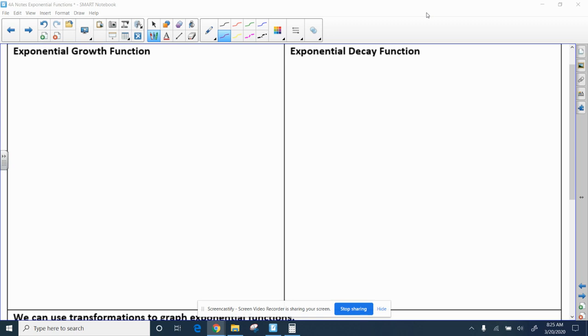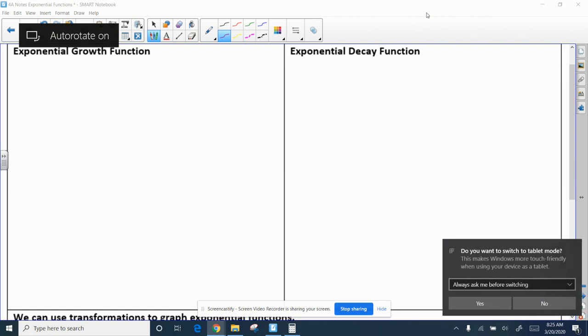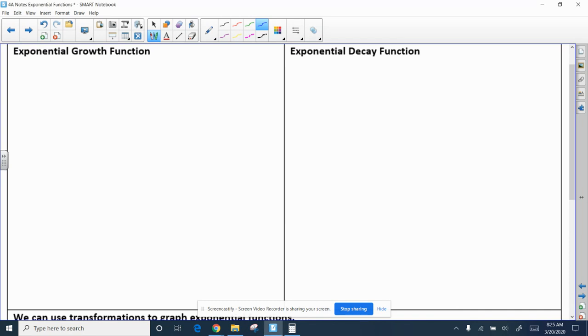So as we saw on the two graphs that we just graphed, we can have either increasing exponential functions or decreasing exponential functions, which are exponential growth and exponential decay. And whether we have growth or decay depends on the base. So an exponential growth function is in the form f of x equals b to the x power. So b is the base, and in order to be exponential growth, the base has to be greater than 1.